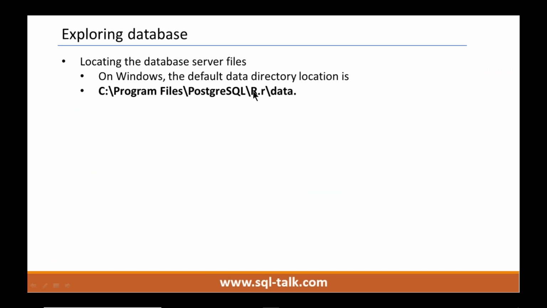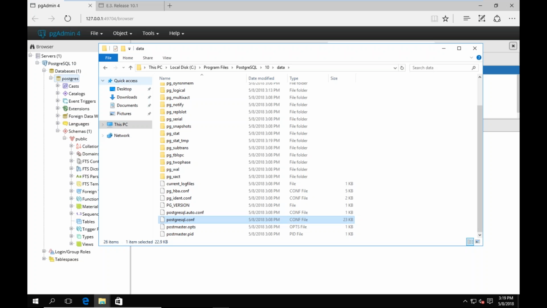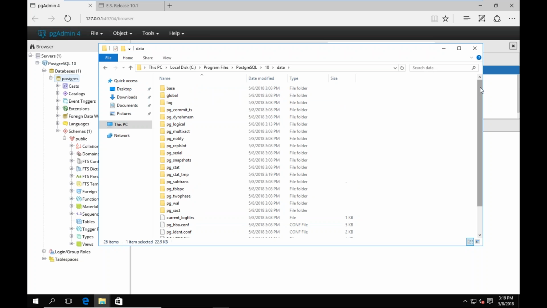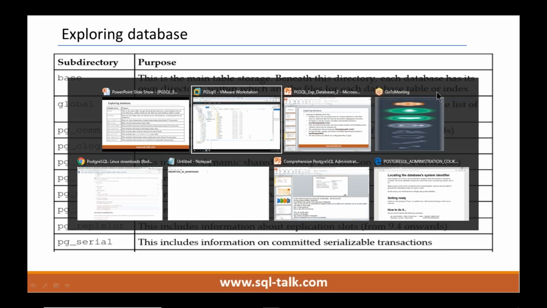Then in Windows, just now we have seen C:\Program Files data, and there are different folders there again. Now what is what for each folder. The base folder is the main table storage folder. Beneath this directory, each database has its own directory within which the files for each database table or index are maintained.